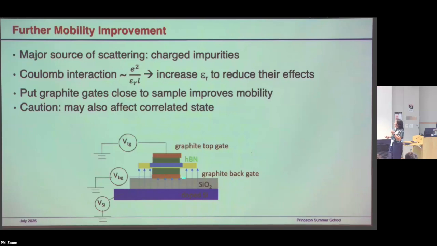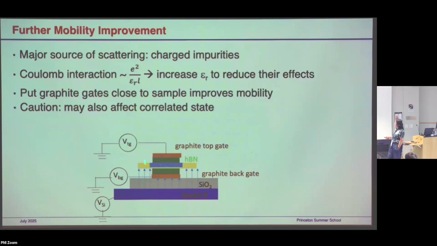So if we want to stay with hexagonal boron nitride, what people have been using is to put a graphite gate or some metal gate very close to the sample, which improves the mobility. In this case, for example, within 10 or 20 nanometers, that screens the interaction on the order of that distance, and so that can help further improve the mobility.